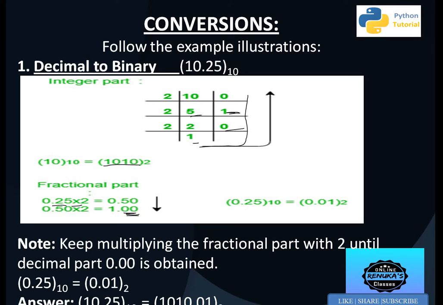How many digits we keep in the fractional part depends on the number of multiplications. If we multiply two times, we get 0.01. If suppose it was three times, then 0.001. Like this we keep the fractional part. So this is how decimal to binary works.